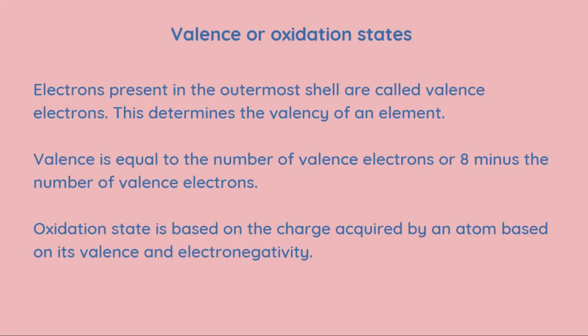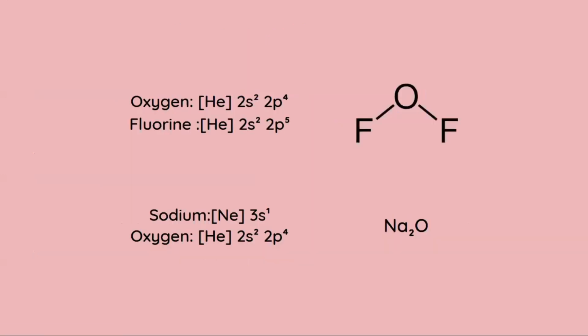I think in grade 9 we had learned about the valency and what is the nature of the atom. Does it lose electrons? Does it gain electrons? All of that. So the oxidation state is generally based on the state, or rather the charge, that is acquired by the atom. To clarify this, let's look at two compounds.